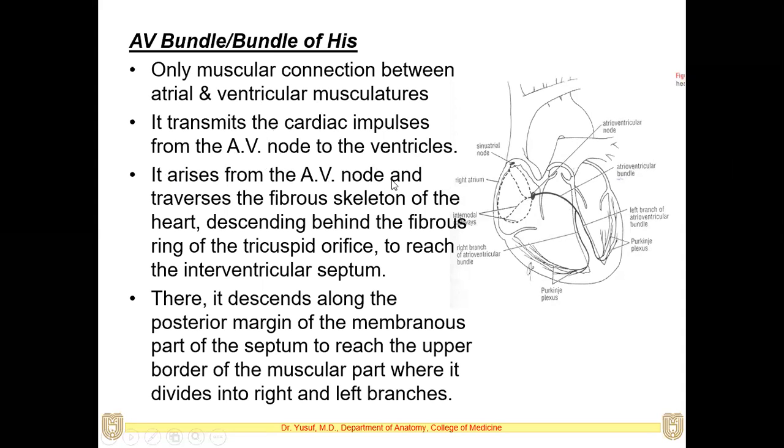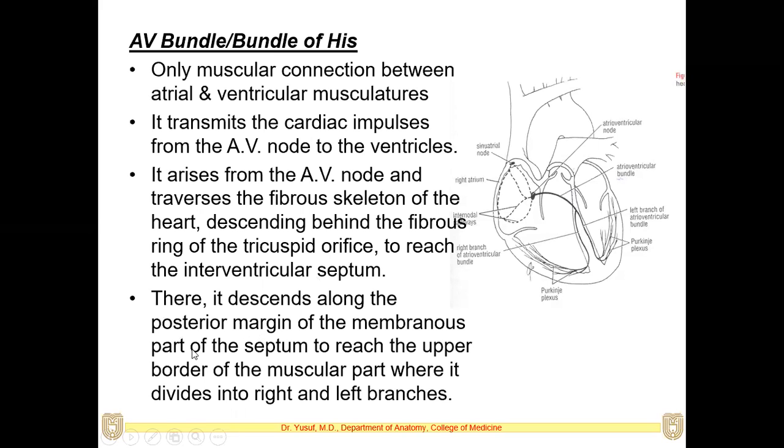It arises from the AV node and traverses the fibrous skeleton of the heart, descending behind the fibrous ring of the tricuspid orifice. So behind the tricuspid orifice it will go to reach the interventricular septum. Now it goes into the interventricular septum. There it descends along the posterior margin of the membranous part of the septum. As we saw, a part of the fibrous skeleton will go as the membranous septum.